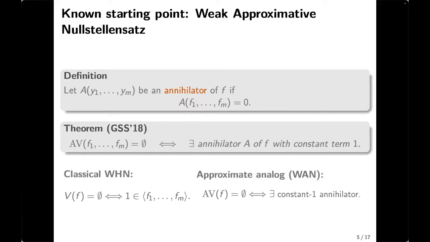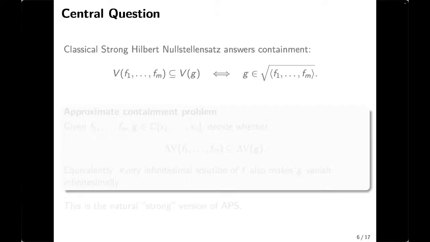And you can see that in the approximative analog, this approximative variety is empty if there exists some annihilator with constant term 1. Okay. So naturally, our first thought was whether this system also has some analog of the strong Nullstellensatz.